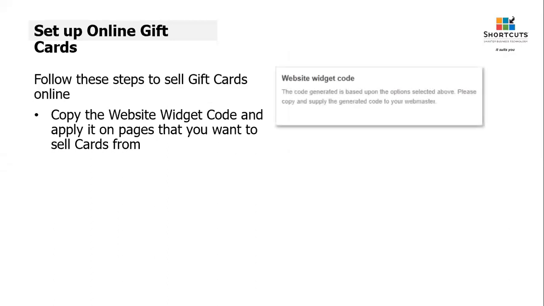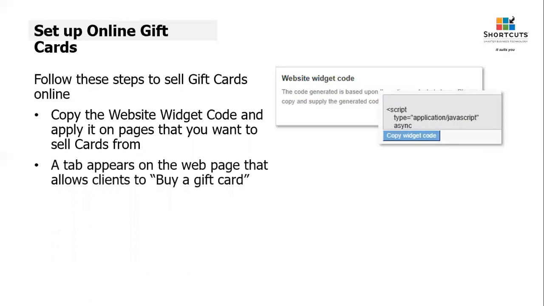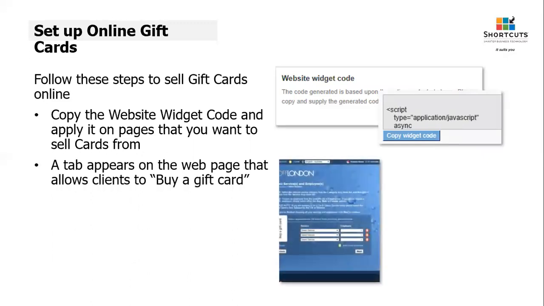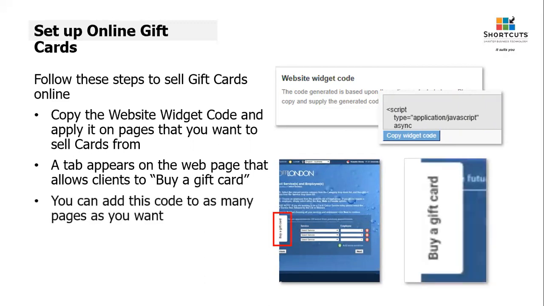So now you've linked your gift cards to your online gift cards and you've set up all of your terms and conditions. We now need to follow these steps to sell your gift cards online, okay? And to do that, we need something called a widget code, okay? And the widget code can be created down the bottom. Now, once you've created this widget code, you will need to send it to your web designer, or if you're comfortable doing it yourself, this will need to be embedded onto your website. This will create the buy a gift card button.